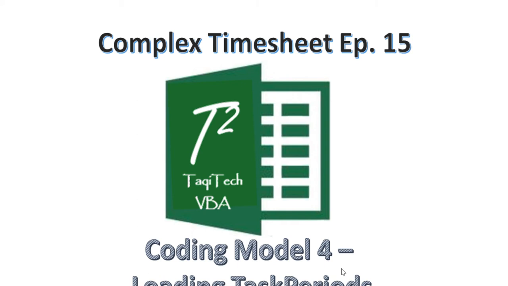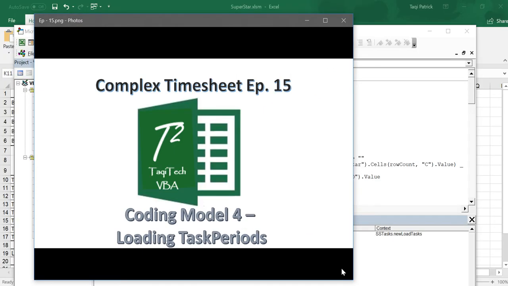Episode 15 here. We're going to talk about coding Model 4. Basically, we're going to load all the task periods into a two-dimensional array. The array will be two-dimensional, meaning that we'll have two columns, and each row will contain the amount of minutes for that particular task and the task code number, which is a two-digit number for this project at least.